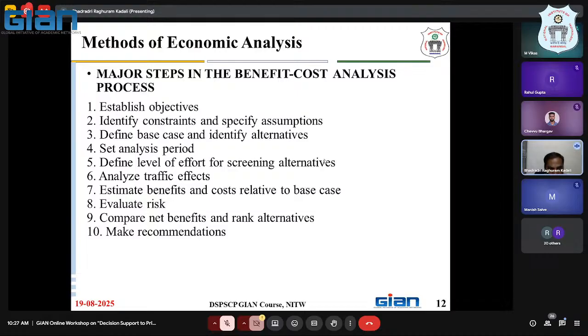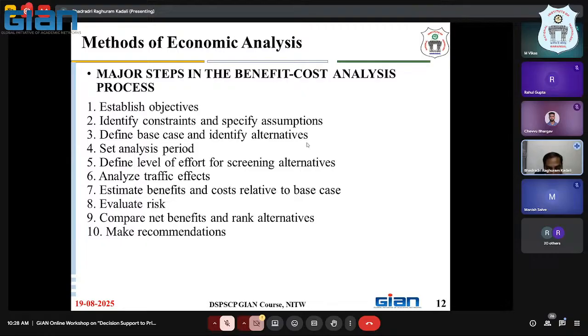Establish the objectives, identify the constraints and the specific assumptions, define the base case, and identify the corresponding alternatives. So what are the different alternatives you are looking at, and each alternative has a different cost. That means these alternatives cannot be compared directly with respect to the B/C ratio alone. Alternative 1 versus alternative 2 are compared with respect to their benefits generally. Of course, the cost in the denominator is different, there is no doubt about that, but still the benefits need to be looked at.